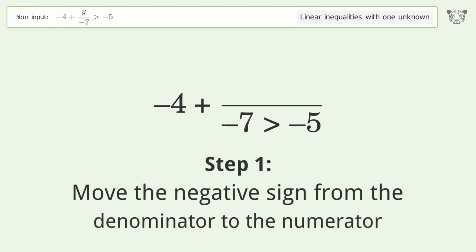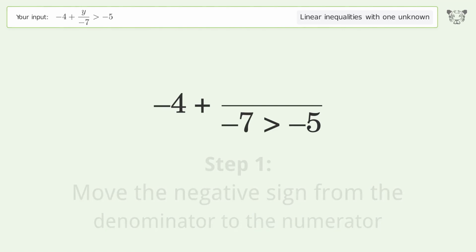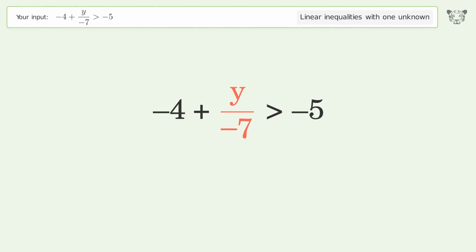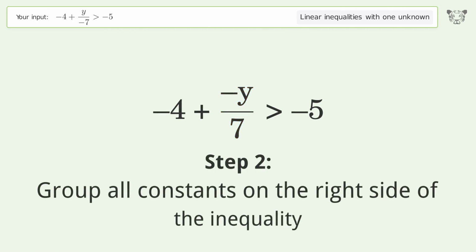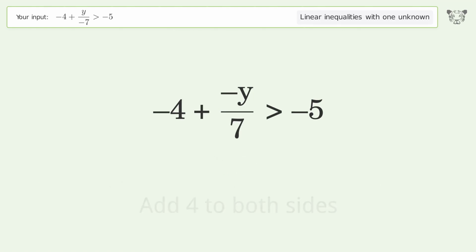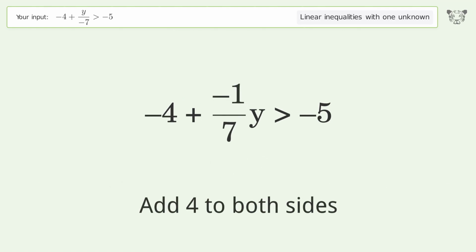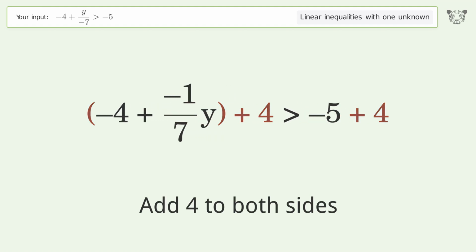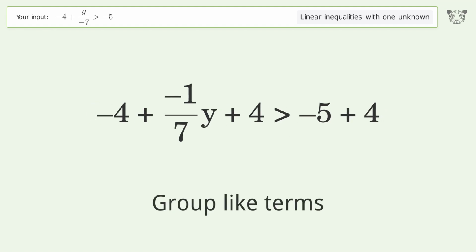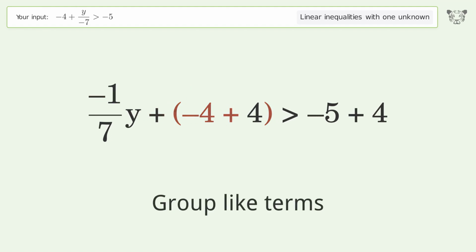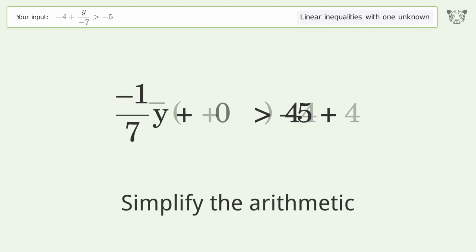Move the negative sign from the denominator to the numerator. Group all constants on the right side of the inequality. Add 4 to both sides. Group like terms. Simplify the arithmetic.